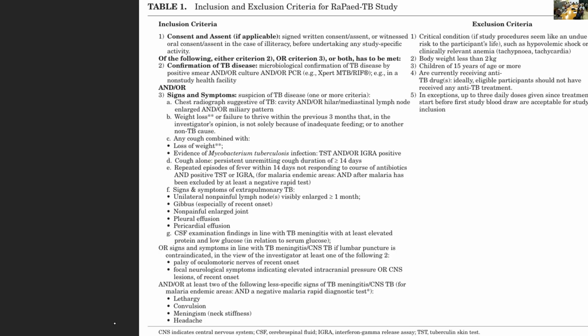Actually, they have taken confirmed TB, and they have looked at all the signs of pulmonary as well as extrapulmonary disease. For pulmonary disease: chest X-ray suggestive of tuberculosis, weight loss, and persistent cough. As well as symptoms of extrapulmonary TB like enlarged lymph nodes, painful enlarged joint, pleural effusion, pericardial effusion, and signs of CNS TB, either based on the CSF findings or based on palsies, oculomotor nerve involvement, or patients having convulsions and meningism.